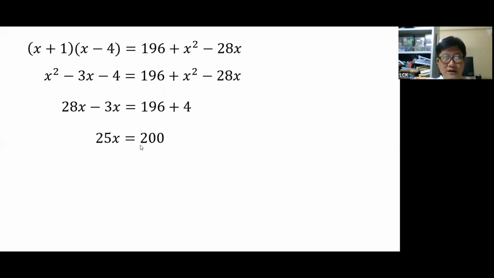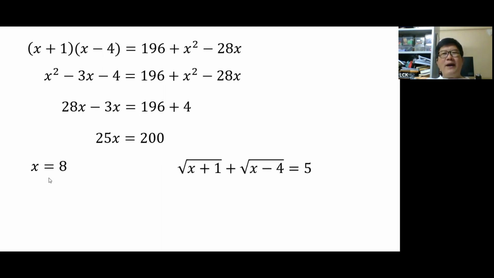So you get 25x equals 200. 28 minus 3 is 25. 196 plus 4 is 200. So your x is simply an 8. Very simple. All right, x equals 200 divided by 25. 200 divided by 25 is 8.